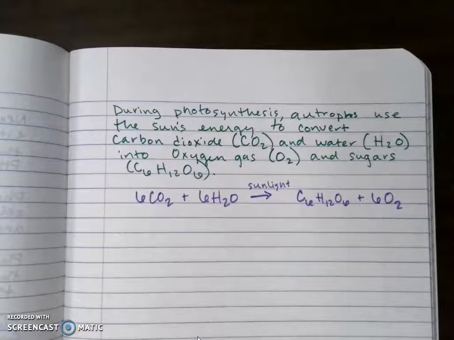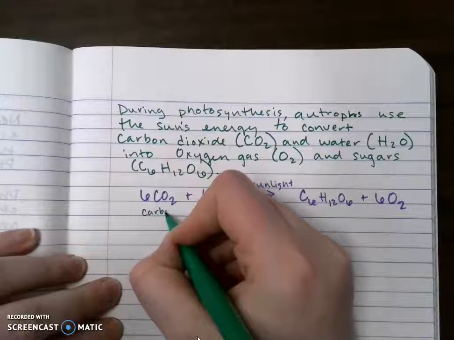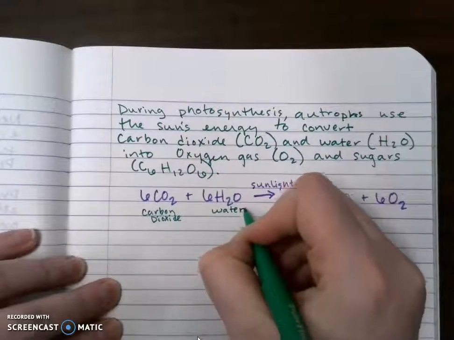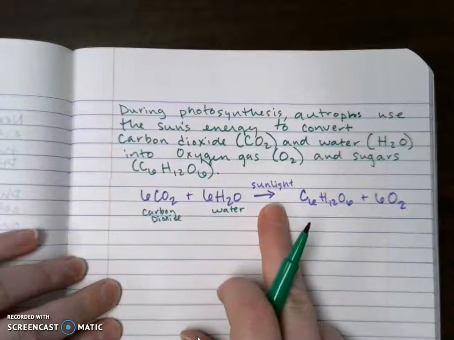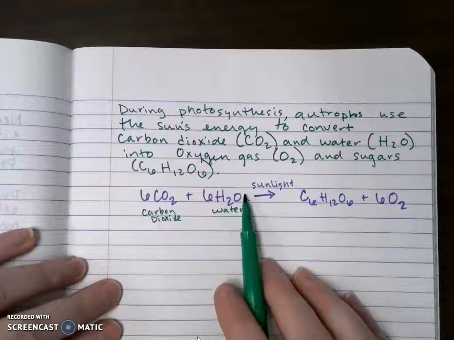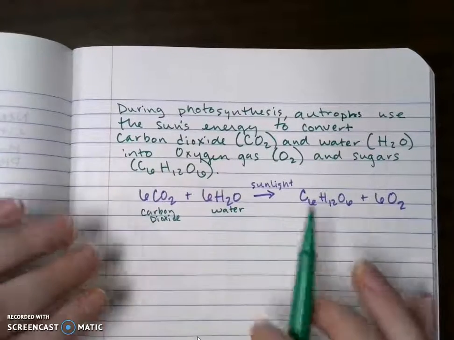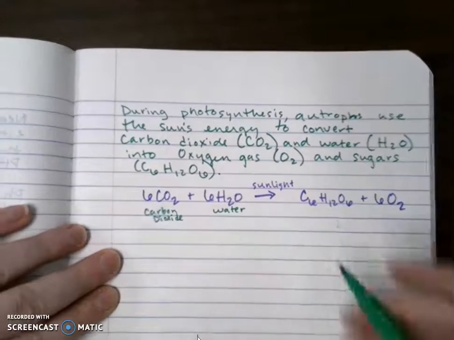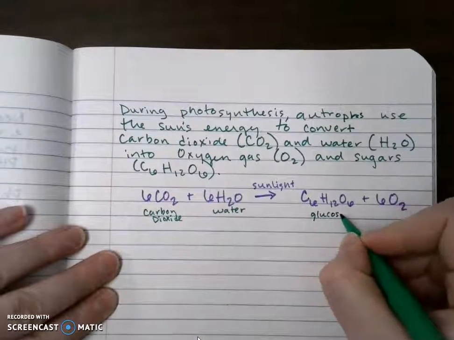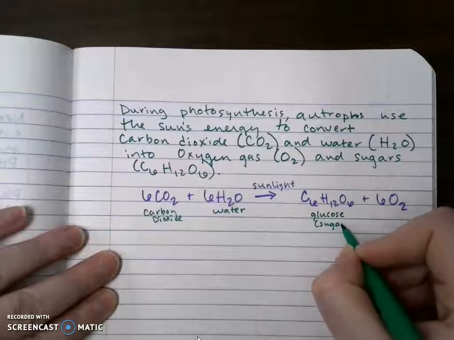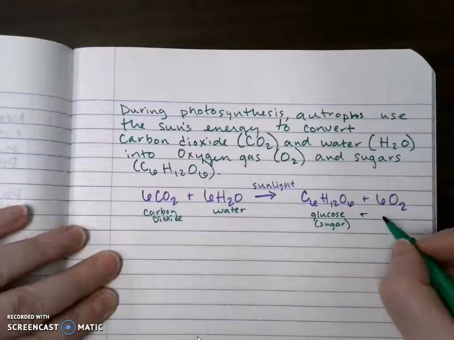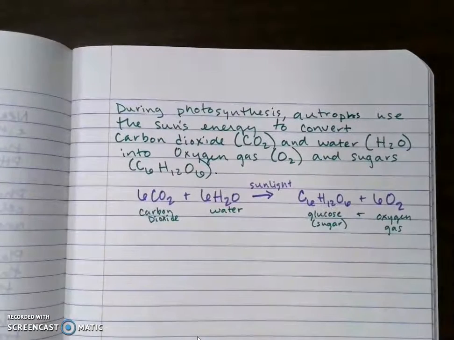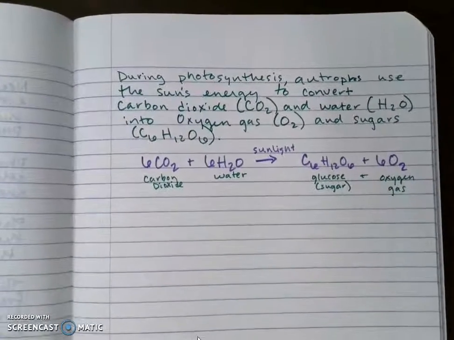Okay, so this is our carbon dioxide. This is the water. We put those together with sunlight. Sometimes sunlight is written to the left of the arrow. It's not written above it. It means the same thing. Okay, so carbon dioxide, water, and sunlight are used to make glucose, or sugar, and oxygen gas. Okay, so there's the broad overview.